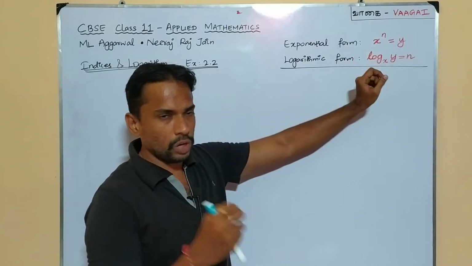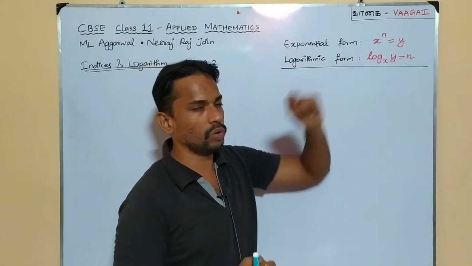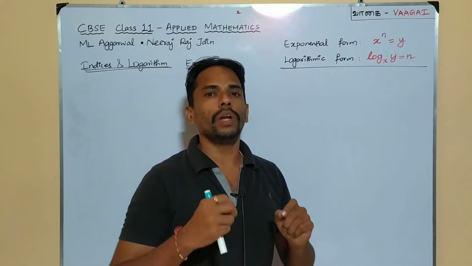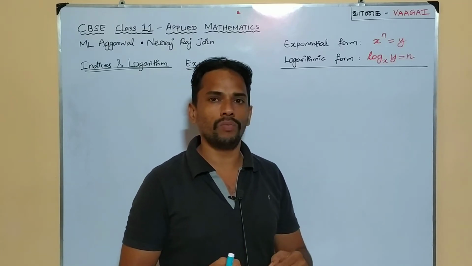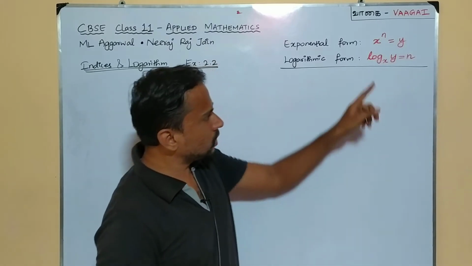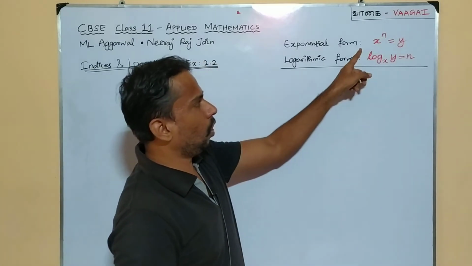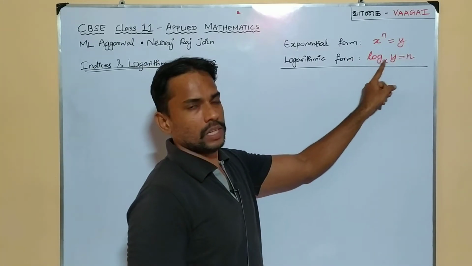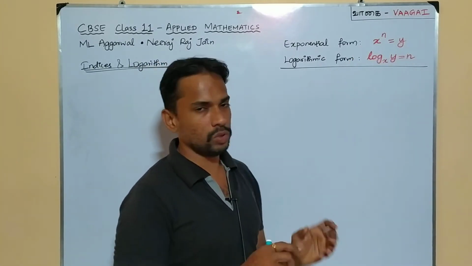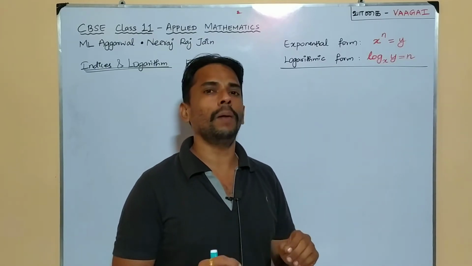So when we have an exponential form, x to the power n is equal to y, in order to represent it in terms of a logarithm form, this is what we have to do: log of y to the base x is equal to n. This is the way we have to write it, and I'll show an example using numbers.